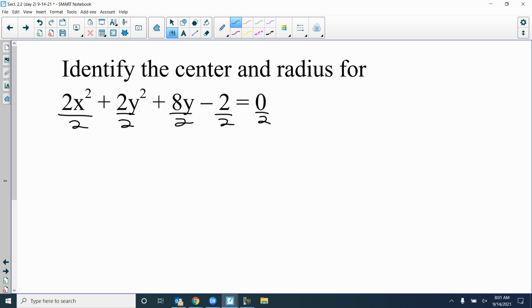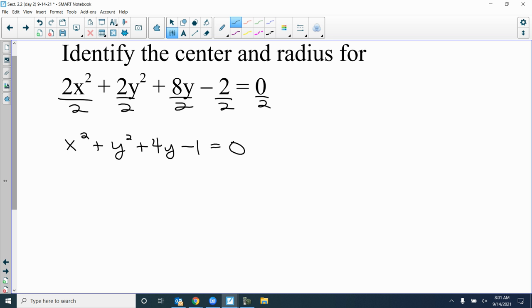Technically, I'm even dividing that 0, but it'll just give me 0. So I get x squared plus y squared plus 8y. Nope, that would be 4y. Minus 1 equals 0. All right, slightly different because there's no x term, right? That's okay. That's actually easier.